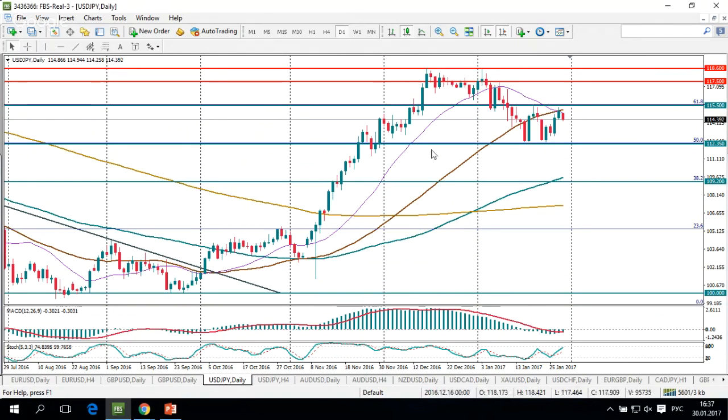Next comes the Japanese yen. We can see that the pair is trading in a range between 115.50 on the upside and 112.50 on the downside.